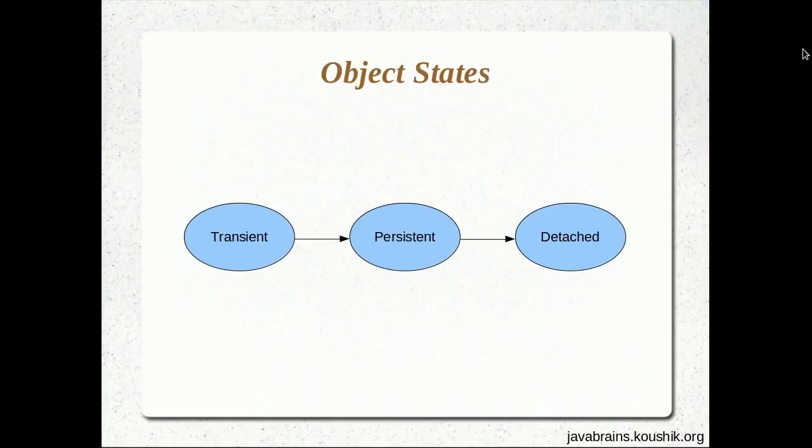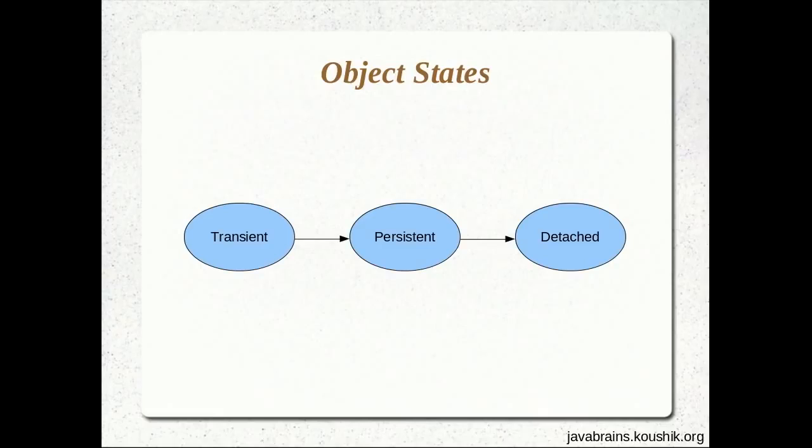We learned about three object states in our previous tutorial. We learned what is a transient object, what is a persistent object, and what is a detached object. And we learned when an object goes from being a transient to persistent and from being persistent to detached. And all of this has to do with how the object is being treated by Hibernate.